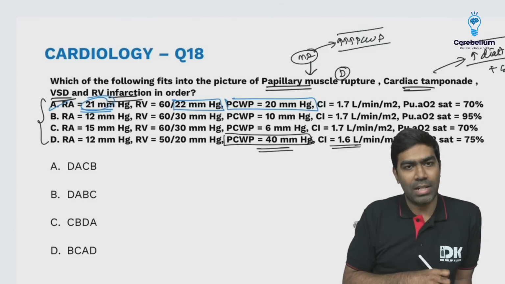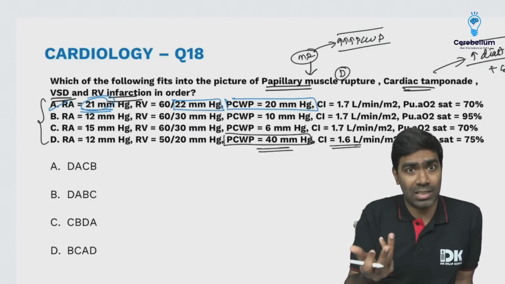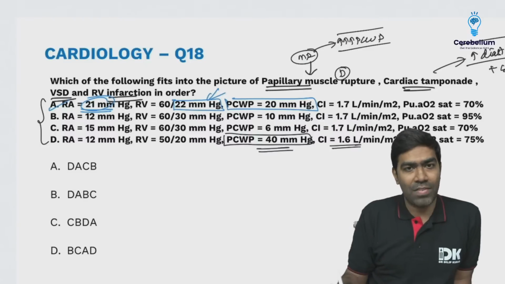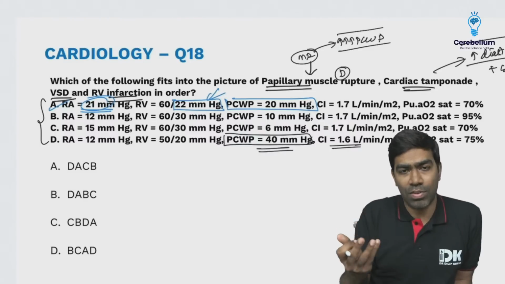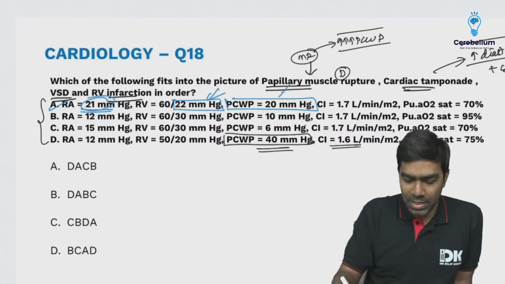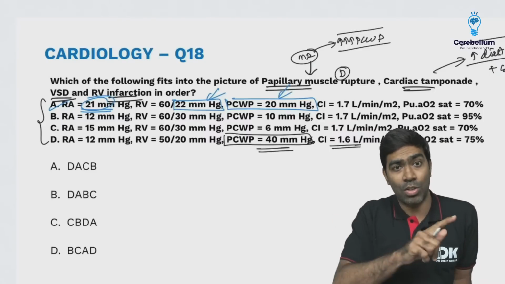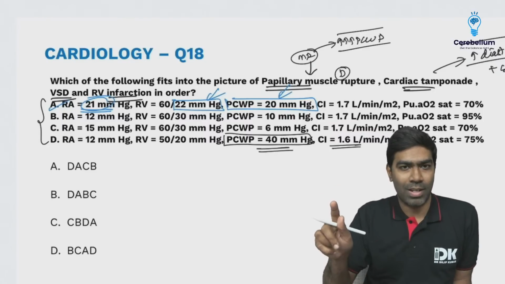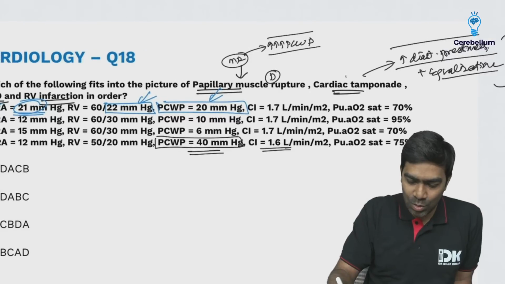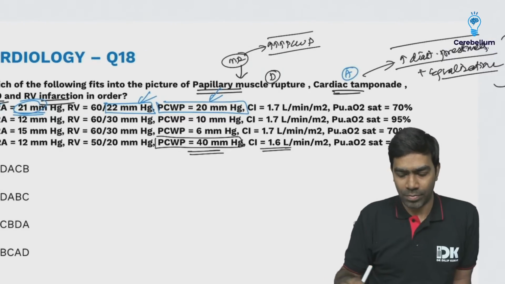So RAP is increased. Normal CVP is only 6 millimeters of mercury. It's 21 here. It's increased. And RV end diastolic pressure is somewhere around 10 to 15 only. It's increased here. And PCWP normal is less than 12. It's increased here. But you can see all are almost equal. So that's why option A corresponds to cardiac tamponade.